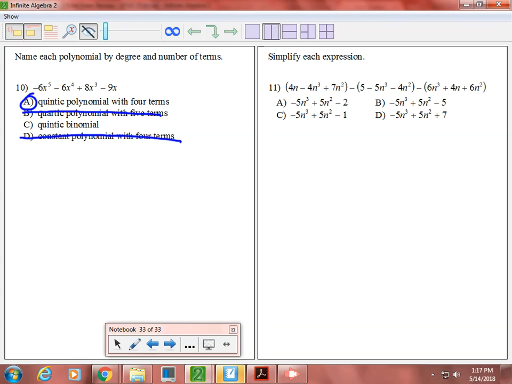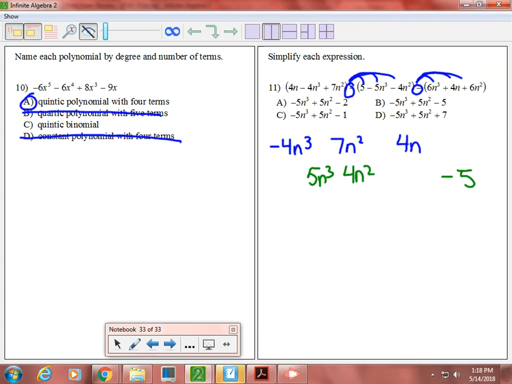Number 11 is just combining your like terms. So you can either stack these. You can kind of do whatever you want with them. If you want to put all of the to the thirds together, and then the squareds together, and then the ends together, that's fine. But remember, this has to go to all of those, and so does this. So my second one is going to be a negative 5, a positive 5n to the third, and a positive 4n squared. And then my one on the right is going to be a negative 6n to the third, a negative 4n, and then a negative 6n squared.